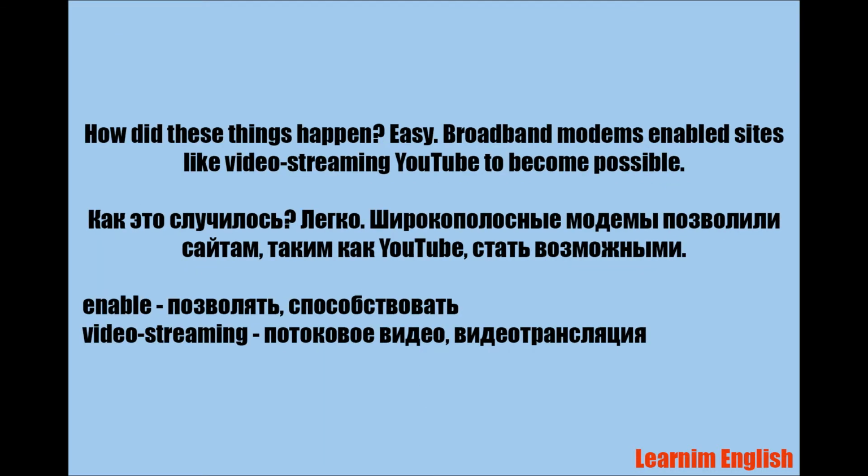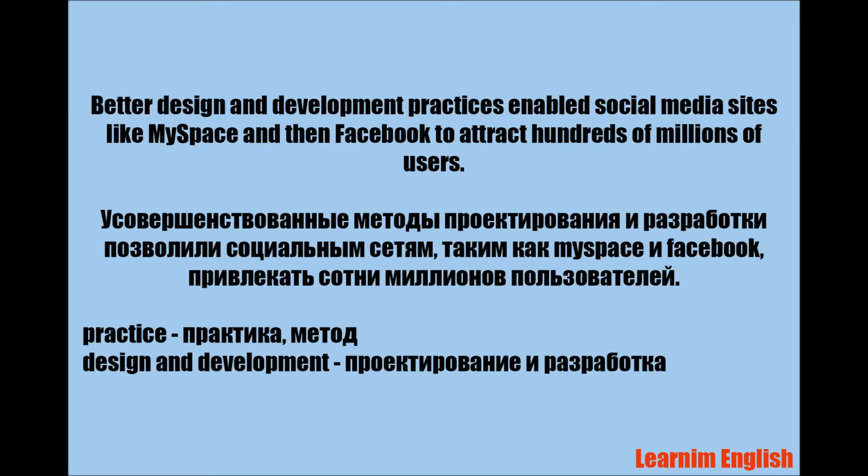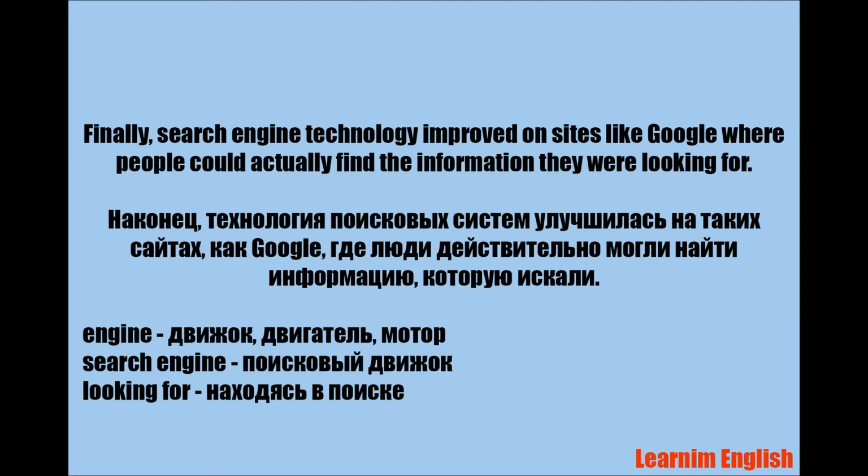How did these things happen? Easy. Broadband modems enabled sites like video streaming, YouTube, to become possible. Better design and development practices enabled social media sites like MySpace and then Facebook to attract hundreds of millions of users. Finally, search engine technology improved on sites like Google, where people could actually find the information they were looking for.